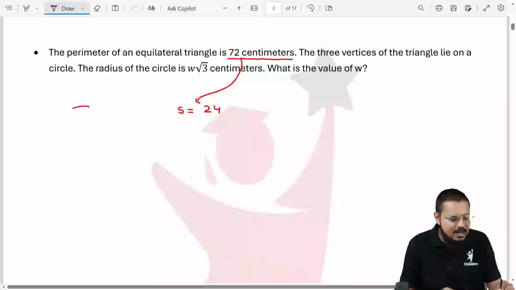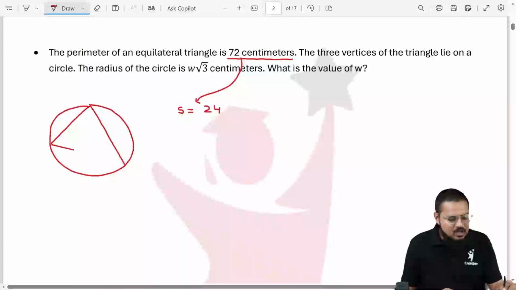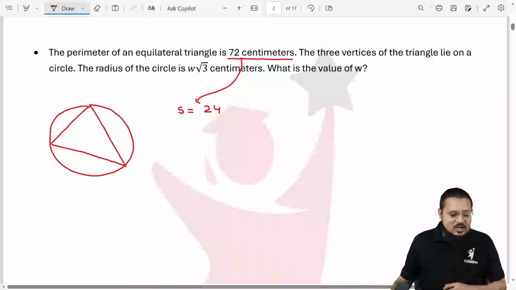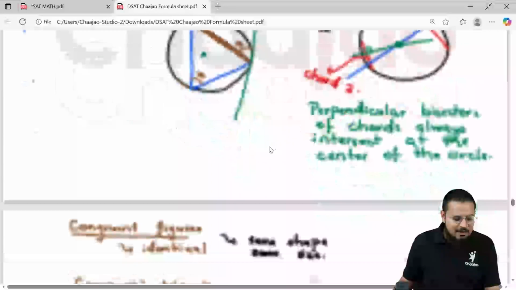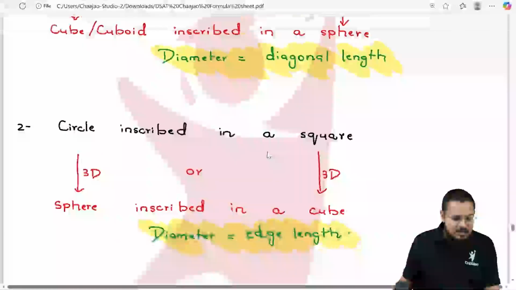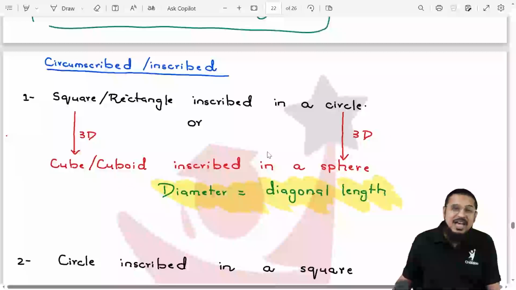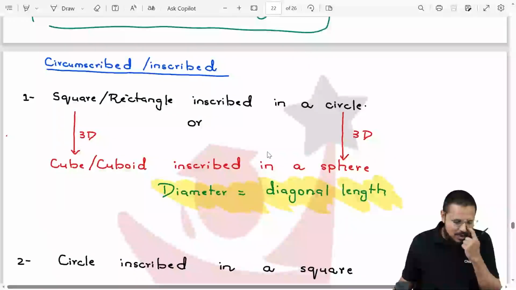For example, let's say you have a circle like this, and then this equilateral triangle is basically inscribed in a circle like this. I did discuss the inscribed and circumscribed formulas. For example, if I have a look over here, I did discuss some of the finest formulas because I really noticed DSAT using these concepts frequently.